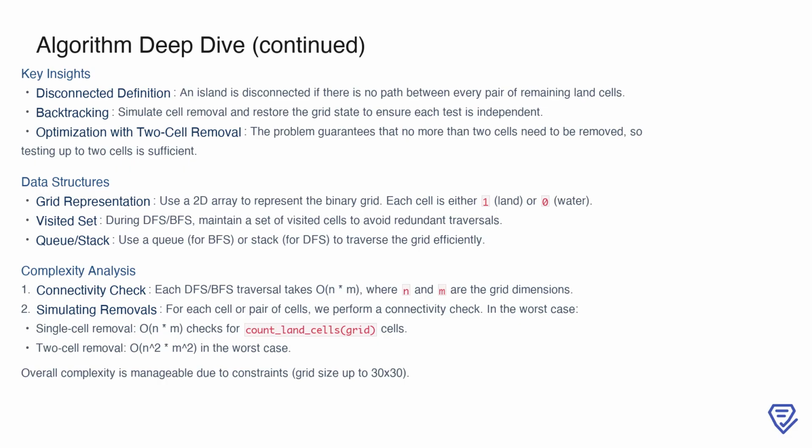As for complexity, the connectivity check through DFS or BFS takes O(N*M), where N and M are the grid dimensions. Simulating single-cell removals involves O(N*M) checks for each land cell, and for 2-cell removals, the complexity is O(N^2 * M^2) in the worst case. However, due to the problem's constraints, where the grid size is limited to 30 by 30, the algorithm remains computationally feasible.